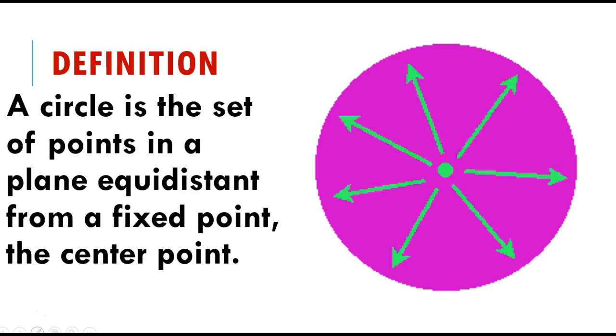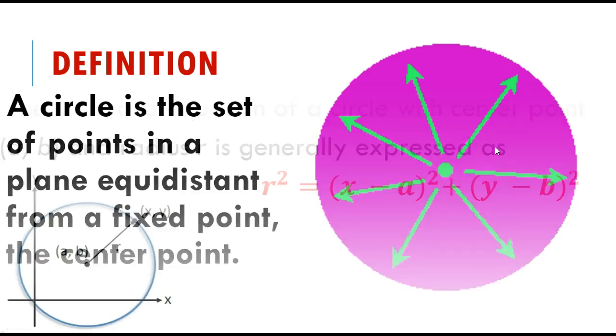Definition of a circle: a circle is the set of points in a plane equidistant from a fixed point. So a circle is made by starting from a point, and every point on this circle has equal distance from the center point. That's what equidistant from the center is saying.